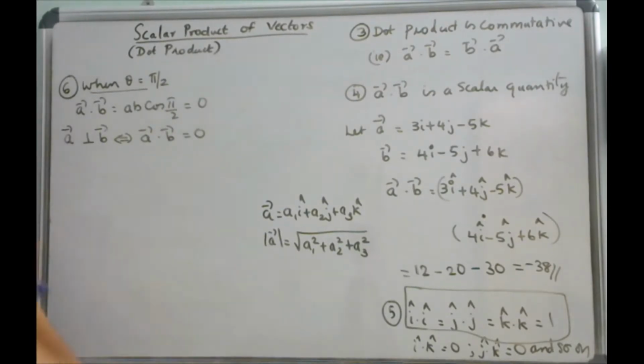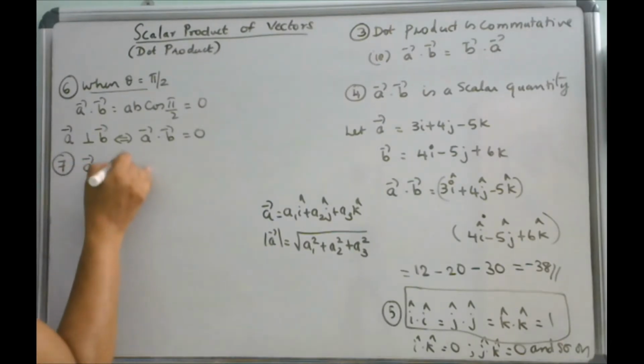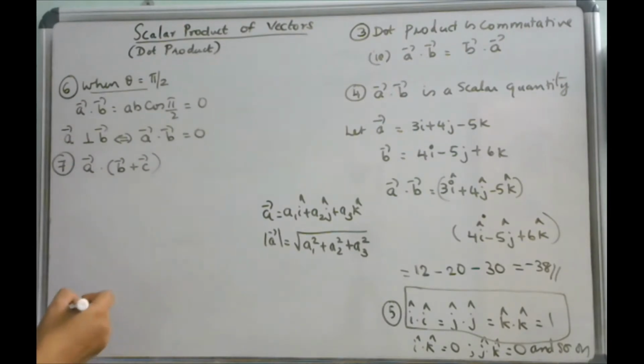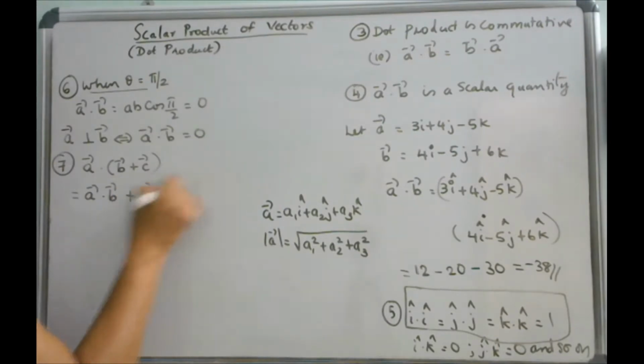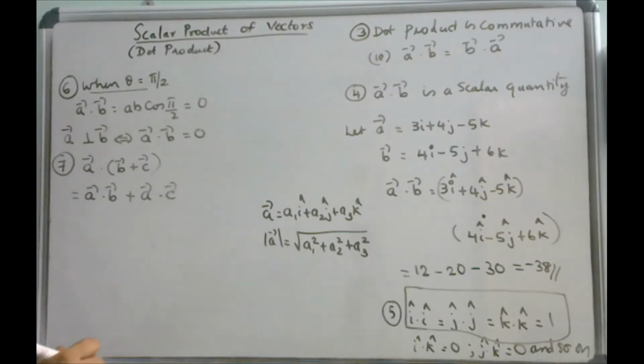Now coming to property number 7. Property number 7 is the distributive property, which we write in the form of A dot (B plus C), where A, B, C are any three vectors. So we write it as equal to A dot B plus A dot C. That is how the calculation will be done.